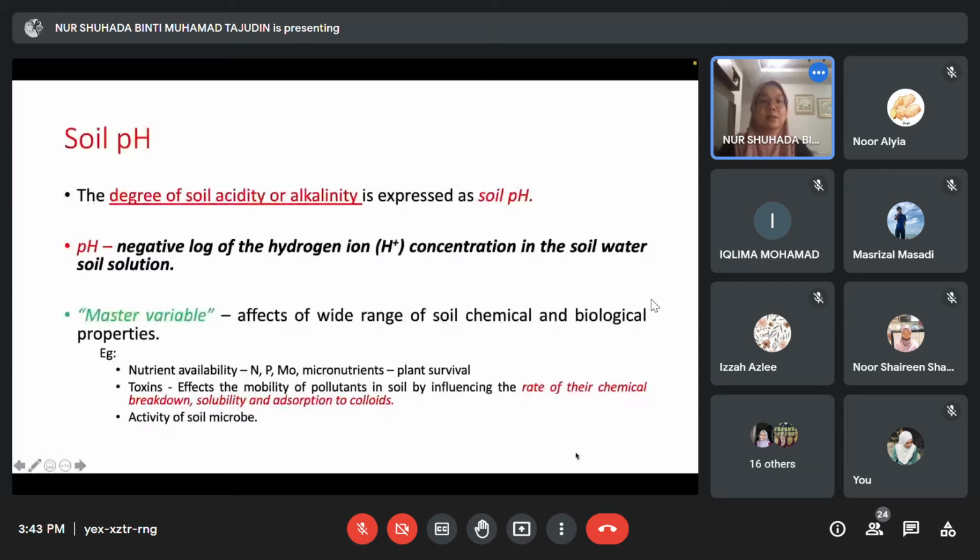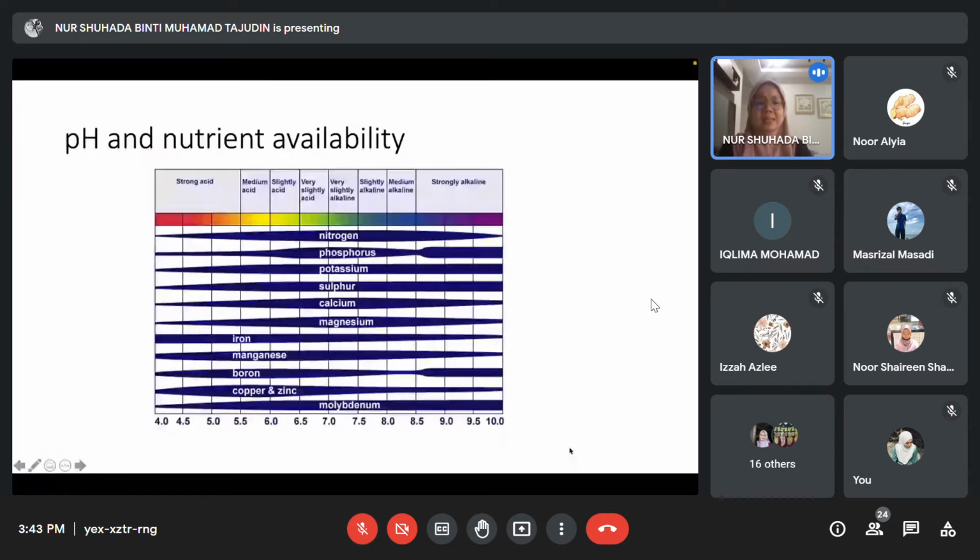Okay, first thing you see here. Soil has to be slightly acidic, neutral or slightly alkaline. So when the pH is 7, NPK, Ca, Mg and sulfur, which are the macronutrients, will be available. That's why you can see it is broader, it is wider.